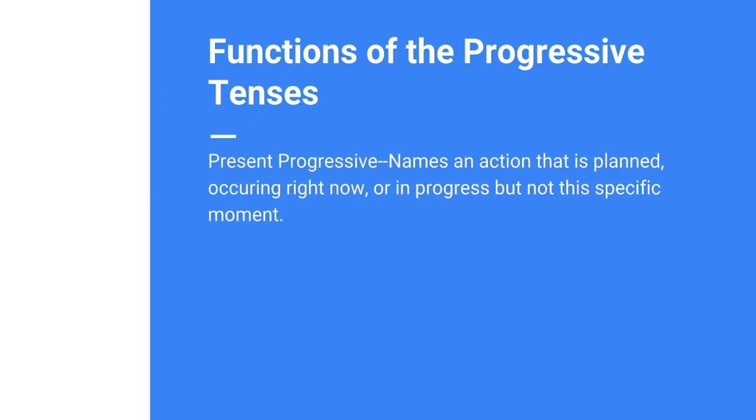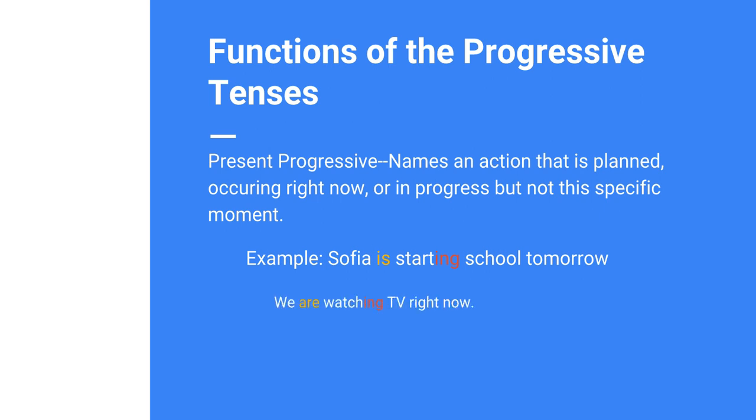So, starting with the present progressive. This names an action that's planned, that's occurring right now, or that's in progress but not at this specific moment. For example, Sophia is starting school tomorrow. This is an action that's planned. It's present progressive because it is currently planned right this minute that Sophia will begin school the next day.